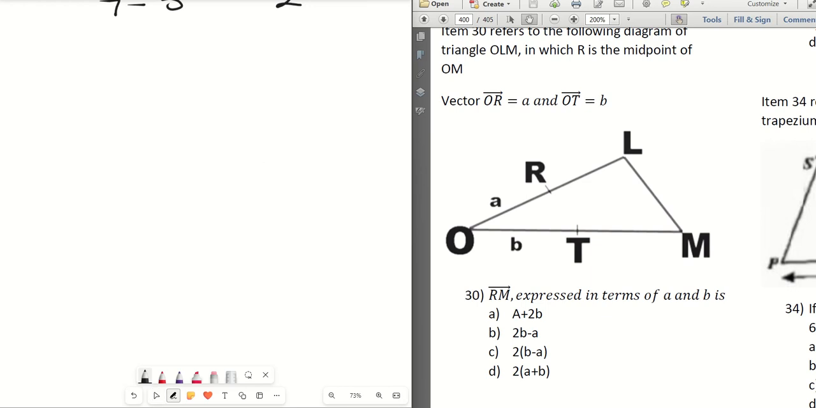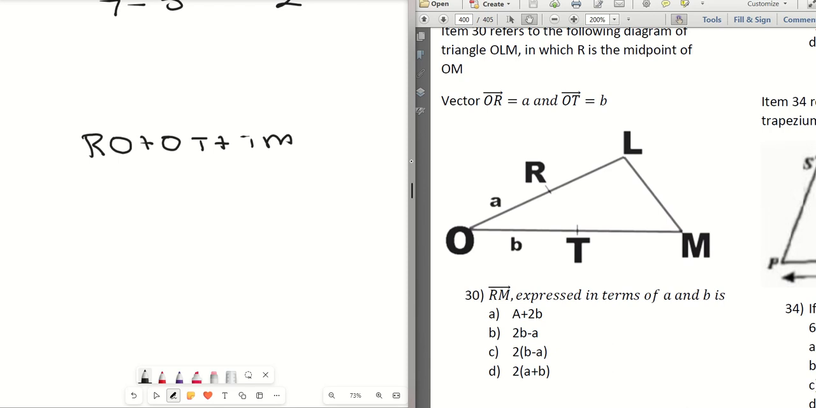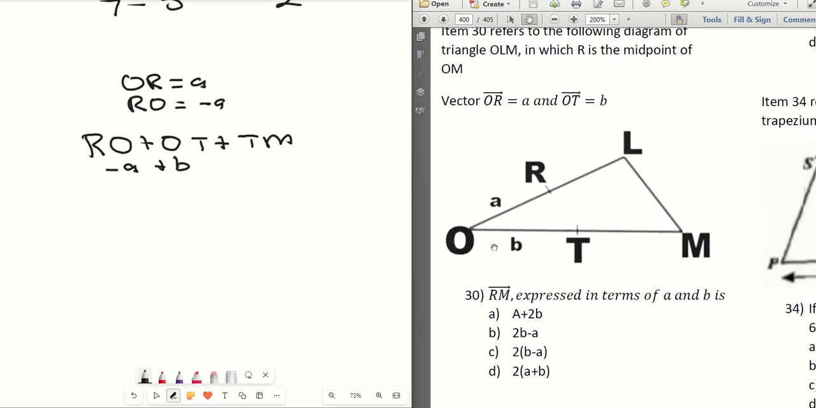So this is RO plus OT plus TM. We know that OR is equal to A, so RO would be the opposite, which is minus A. OT is equal to B, so that's plus B. We know T is the midpoint of OM, so OT is equal to TM, so TM is also B. This is plus B. So that will be minus A plus 2B, or 2B minus A.